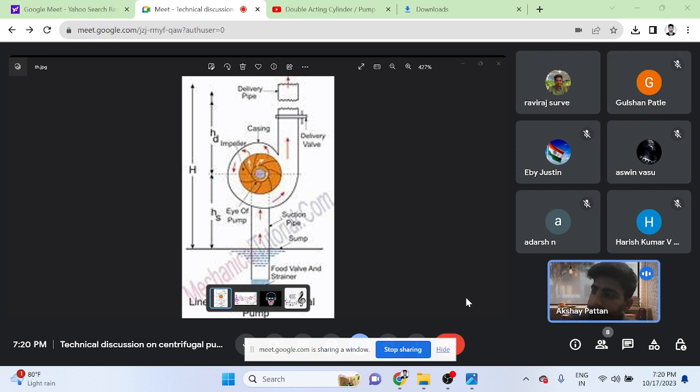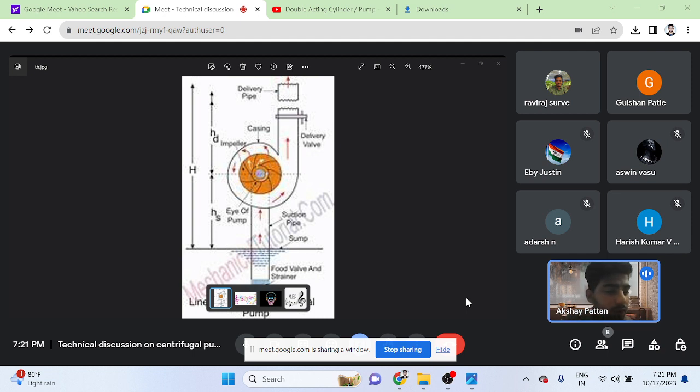Another main thing is viscosity of the fluid, guys. As the viscosity increases, the friction between the suction pipe or delivery pipe and the fluid increases. There is more friction as viscosity increases, right? So these are the factors. HF is the friction loss and HVP is the absolute vapor pressure.